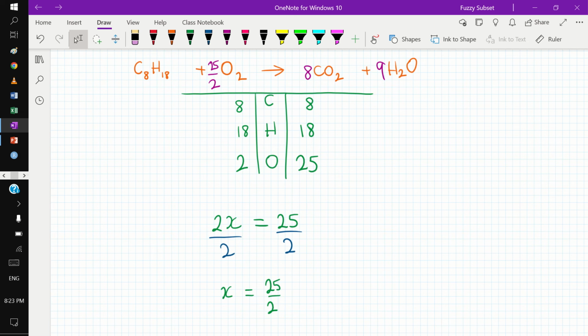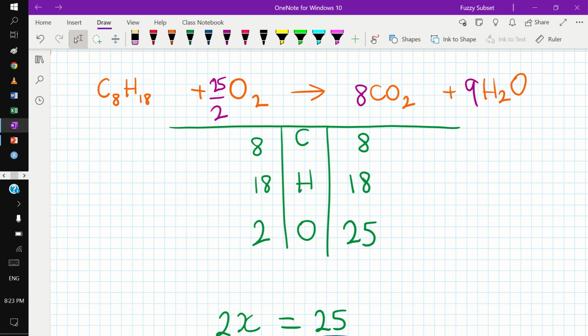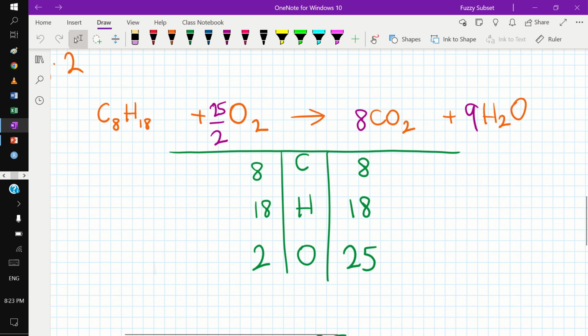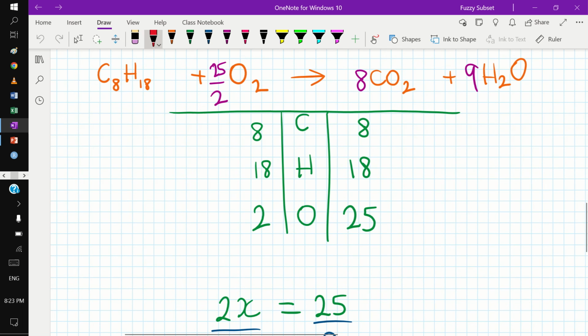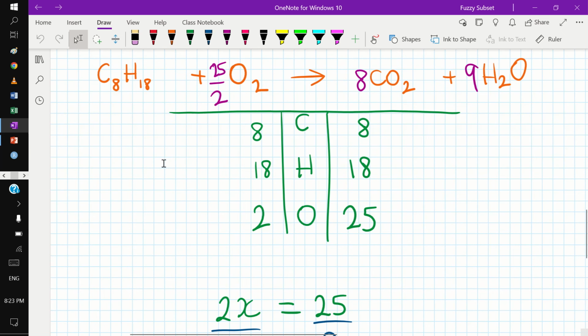It's worth mentioning that in some texts you will see that they double all of the species here, so they'll double the coefficients on all of these things. So instead of just having C8H18 and 25 over 2 and 8 and 9, they'll double all of those coefficients. So what they'll end up with is a 2 in front of this, so 2 C8H18. If we double 25 over 2, we end up with just 25.